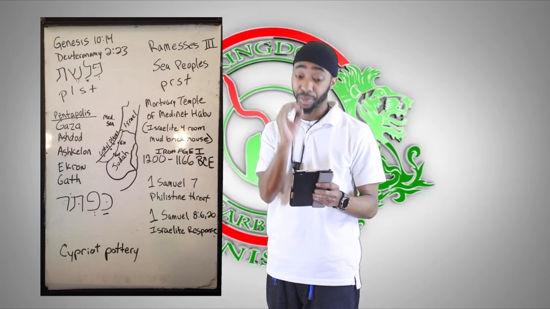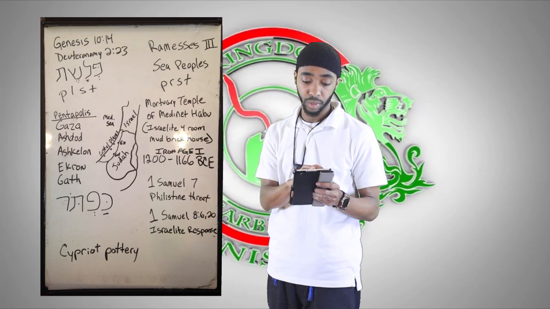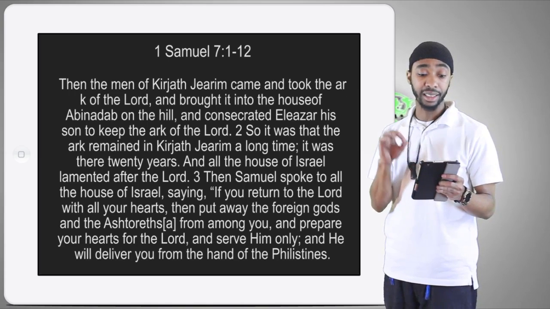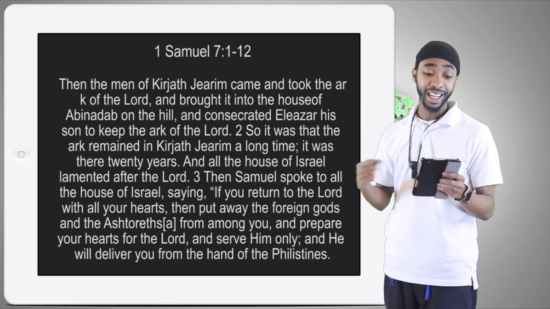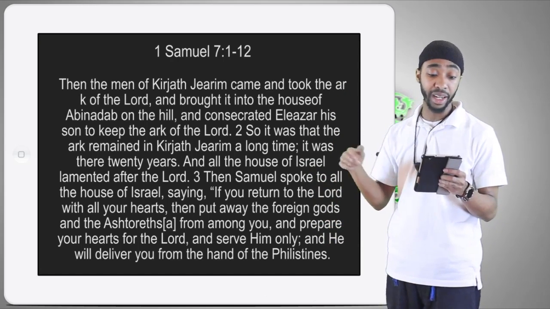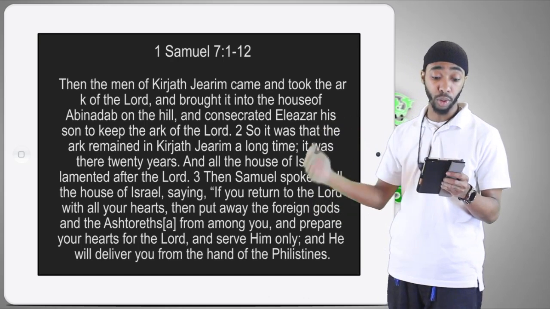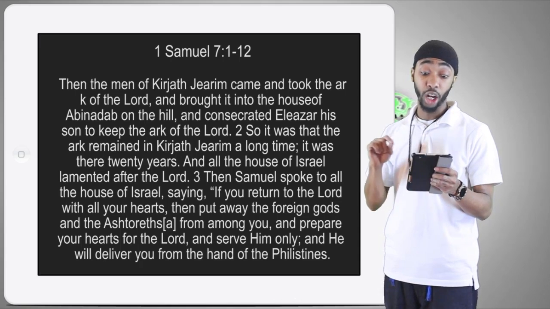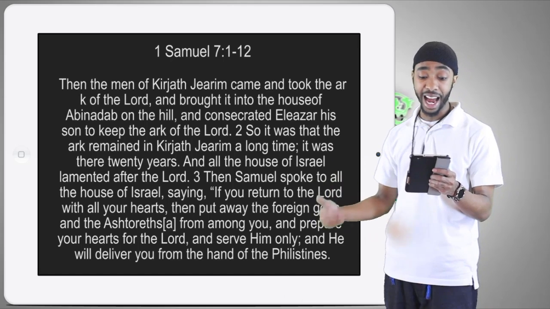1 Samuel chapter 7, verse 1. I'm going to read this for you guys, okay? It says, Then the men of Kirjath Jearim came and took the ark of the Most High and brought it into the house of Abinadab on the hill and consecrated Eleazar his son to keep the ark of the Most High. So it was that the ark remained in Kirjath Jearim a long time. It was there 20 years, and all the house of Israel lamented after the Most High.